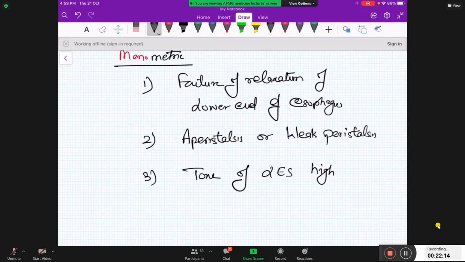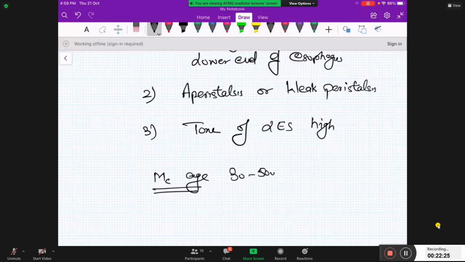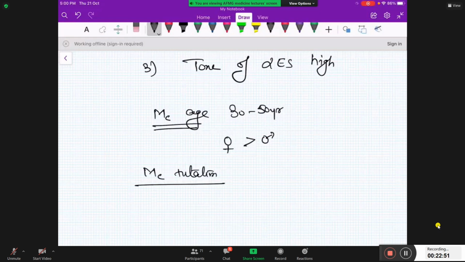Now, how is the patient going to present to us? Most common age of presentation is 30 to 50 years. So this age of presentation is important for us in a clinical question. You have to be careful about this age criteria. It is more common in females than in males. And the most common presentation in these patients is dysphagia.